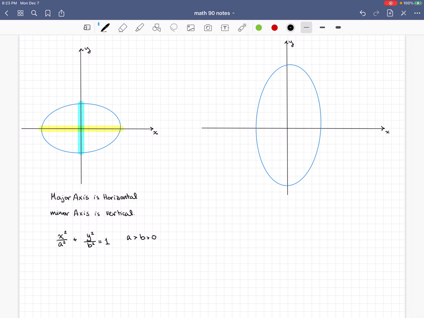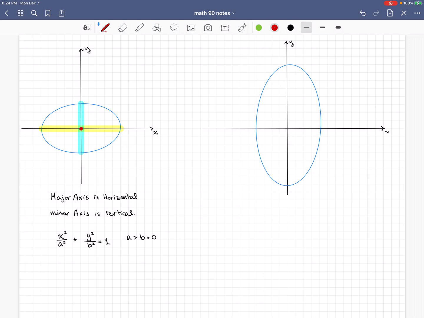Now, what are a and b? How do you find the focus, and so on? So I'm going to do a few labels here. And what I want to point out is, even though these aren't circles, so in a lot of ways it doesn't make sense to talk about a center, we will talk about the origin as sort of playing a central role, because everything here is symmetric about the origin.